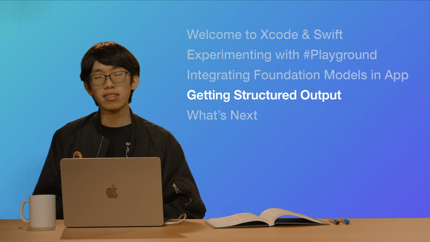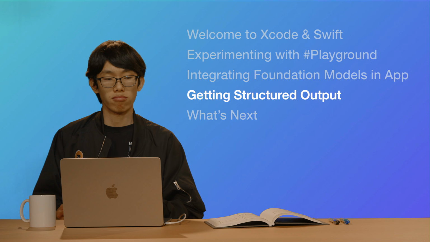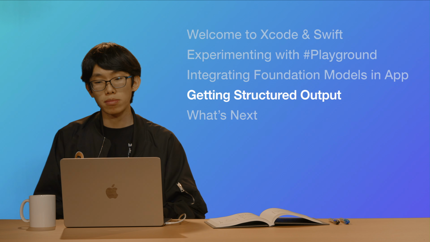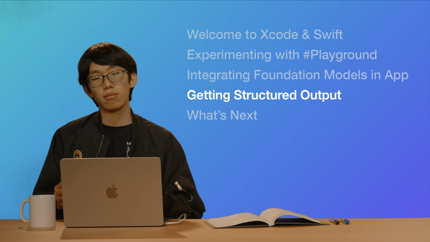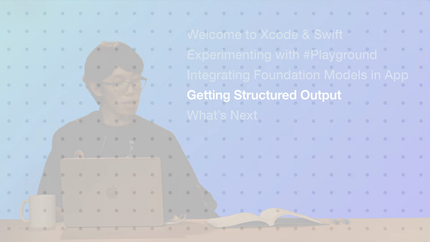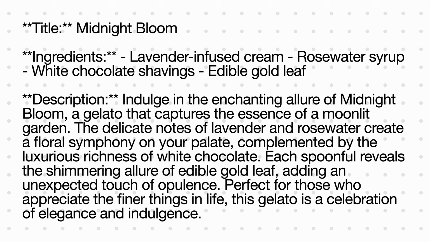But to make this even more usable for us, and make it something that we can integrate right into our apps, we want to get some structured output. Currently, when we run it, we get something like this. We get a lot of information here. It's really good information, but the issue is that it's unstructured. There's your ingredients, your title, your description, all of it is all over the place.